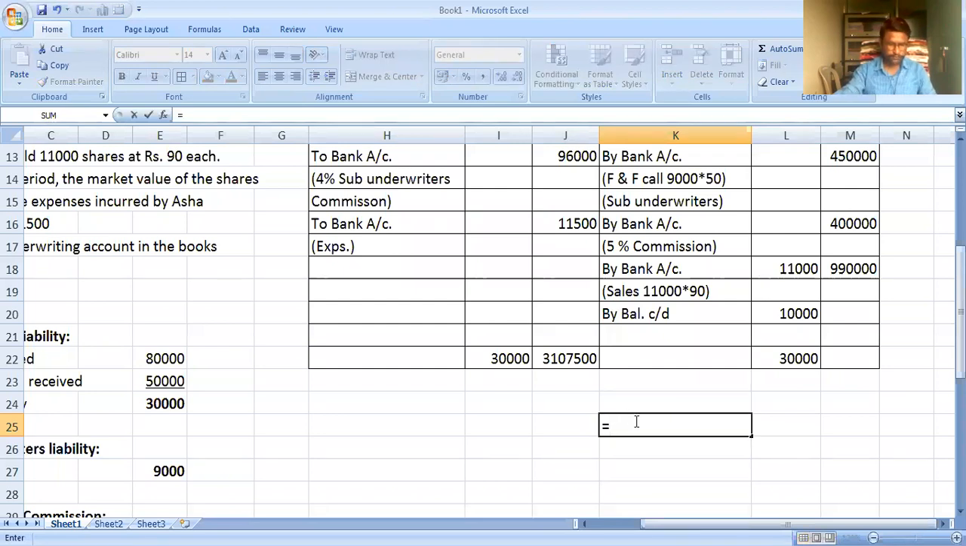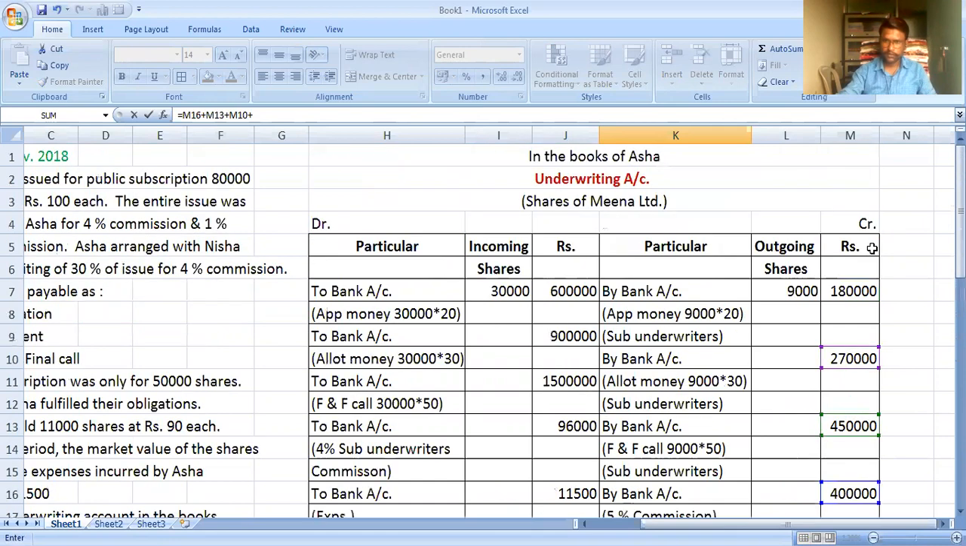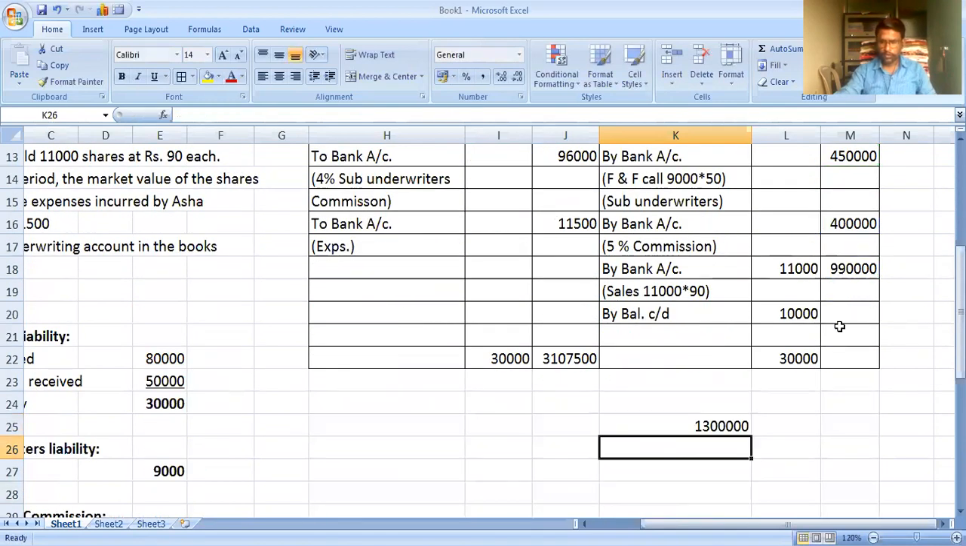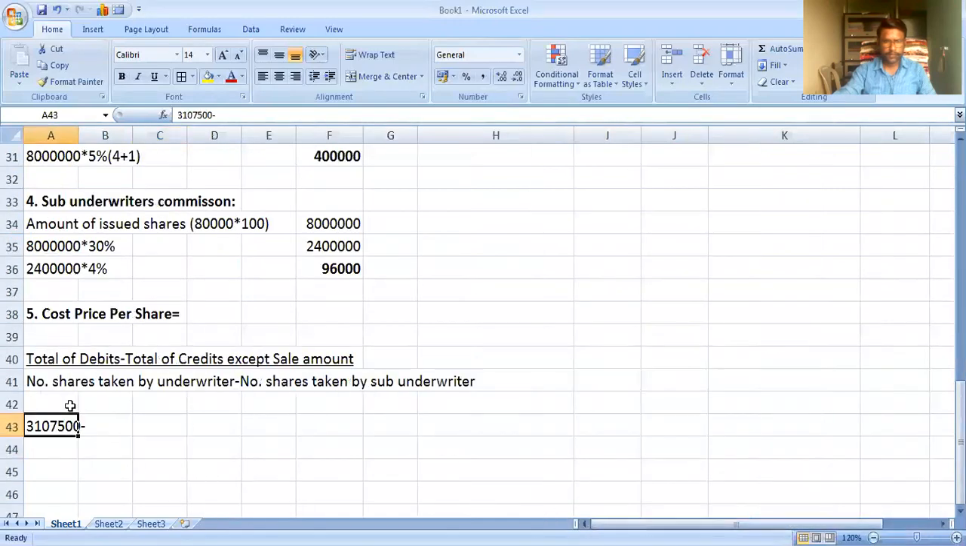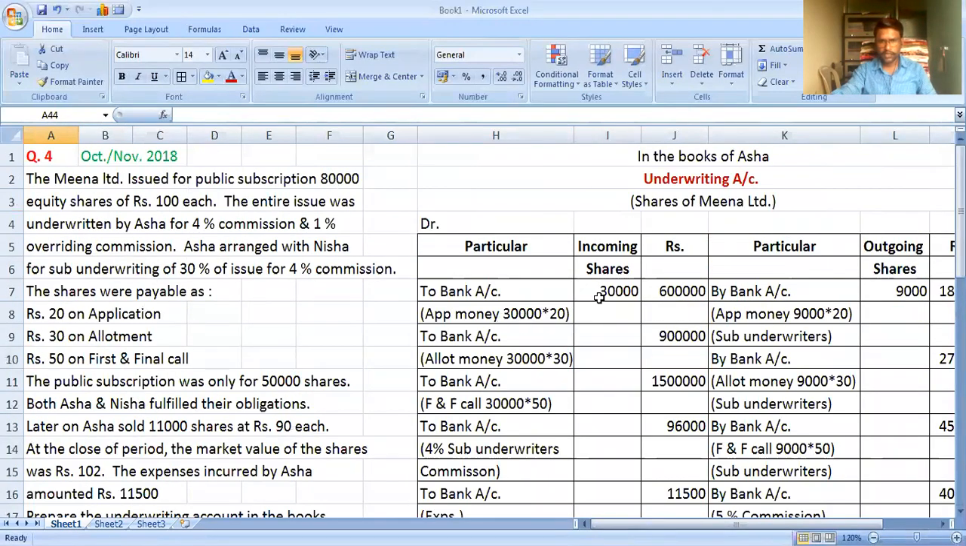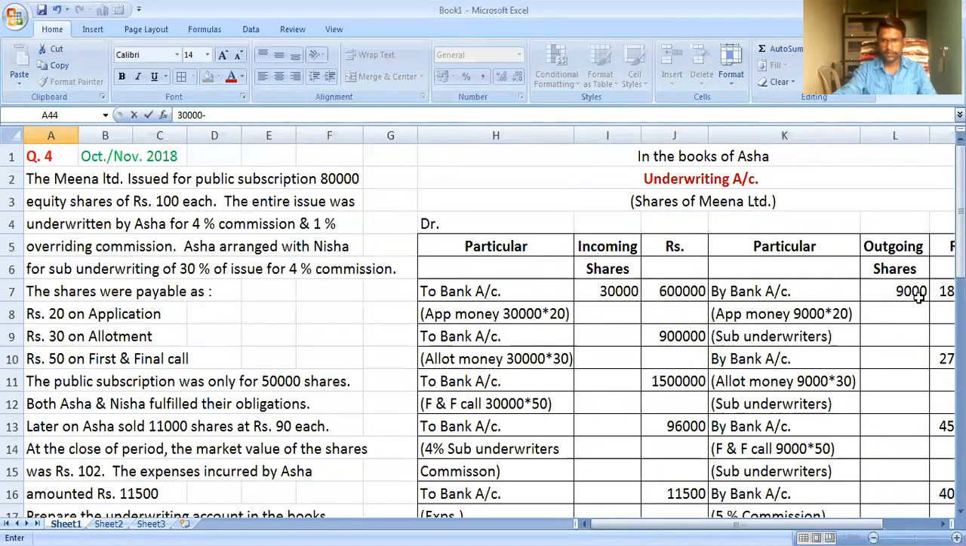So what is the total of credit? 4 lakh plus 4,50,000 plus 2,70,000 plus 1,80,000. Total of credit is 13 lakh. Minus 13,07,500, divided by number of shares taken by underwriter. How many shares taken by underwriter? 30,000. Minus number of shares taken by sub underwriter, 9,000.